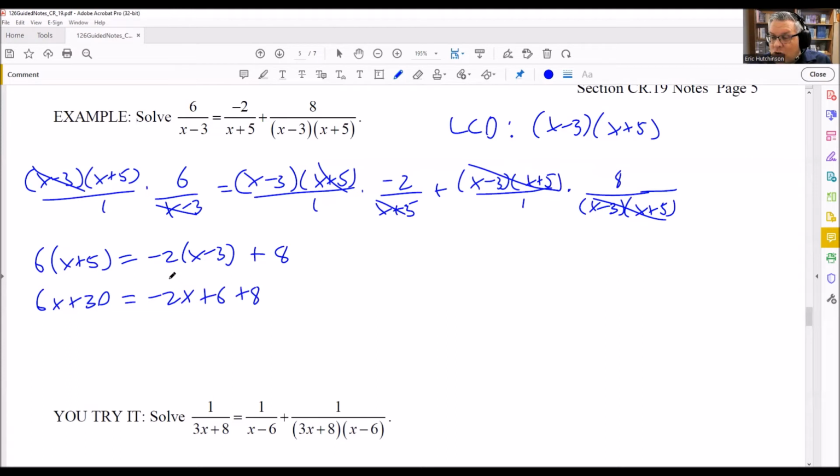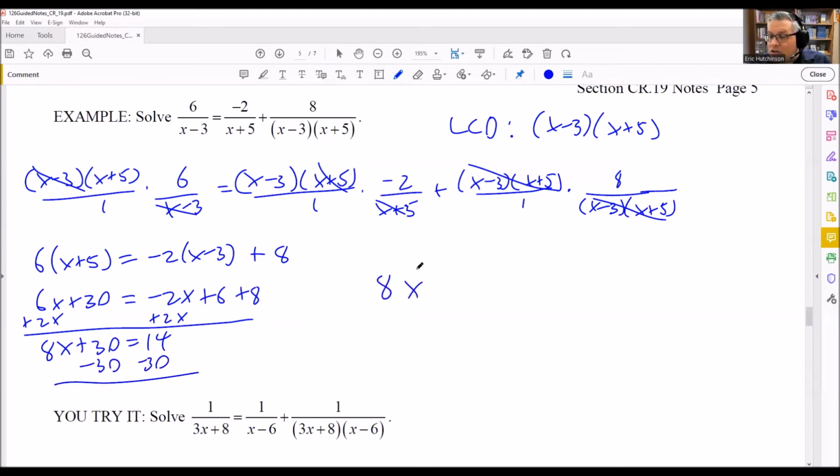I need to get all the x's on one side, so I'm going to add 2x to both sides, and we'll get 8x plus 30. Here we have 6 and 8, which is going to be 14. We want to subtract 30 from both sides. So 8x equals 14 minus 30, which is going to be negative 16. Divide both sides by 8, and I get x is equal to negative 2. Negative 2 does not cause anything down here to be 0. So that is our answer, negative 2.